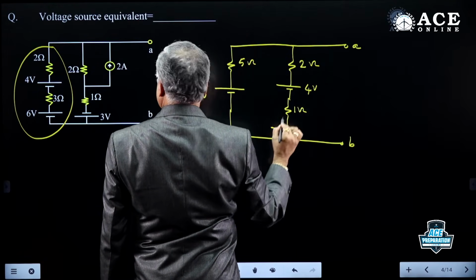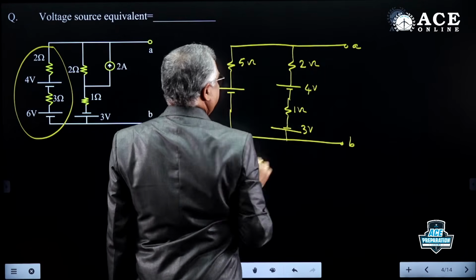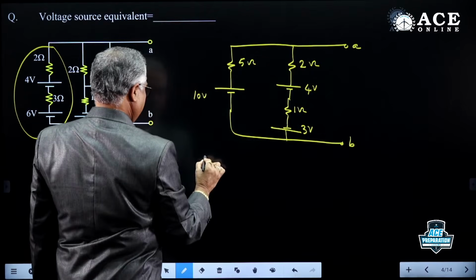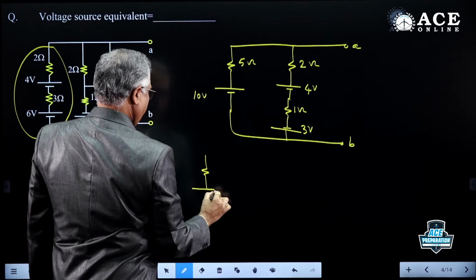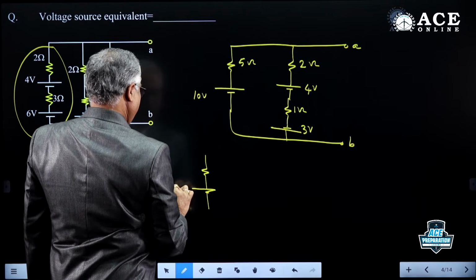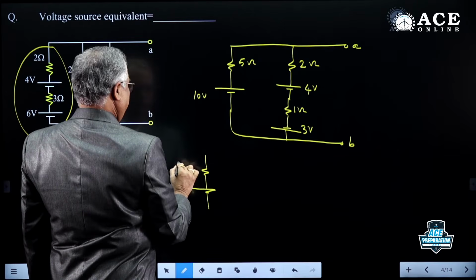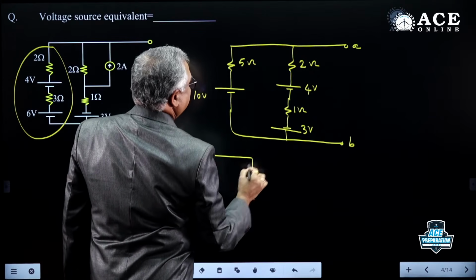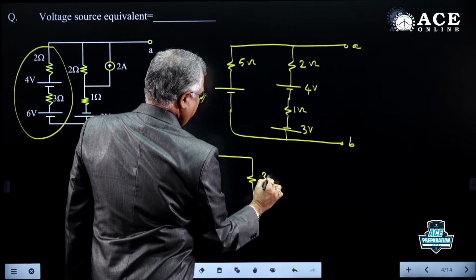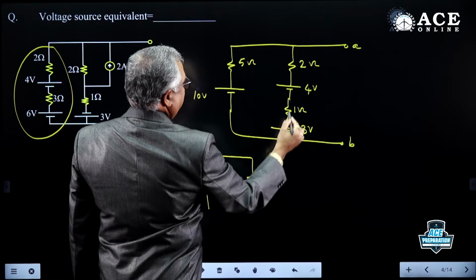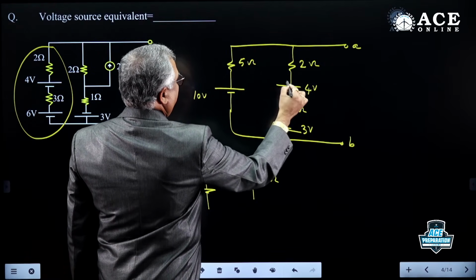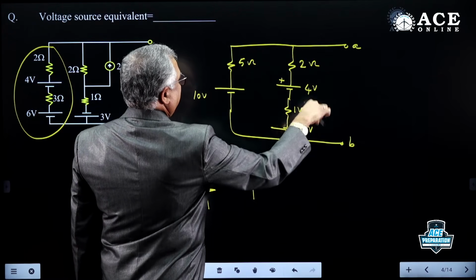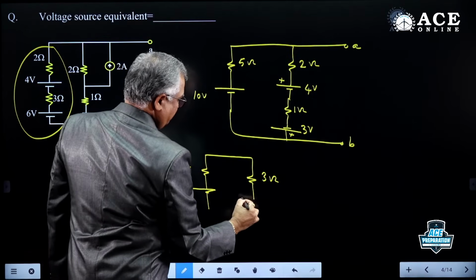It's 1 ohm and 3 volts. So we have to combine this. 5 volts, 5 ohm, 2 plus 1, 3. Here 4, and see the polarity. Here 4, this side positive, but here 3, this side positive. So what is the total equivalent? 4 minus 3, that is 1.